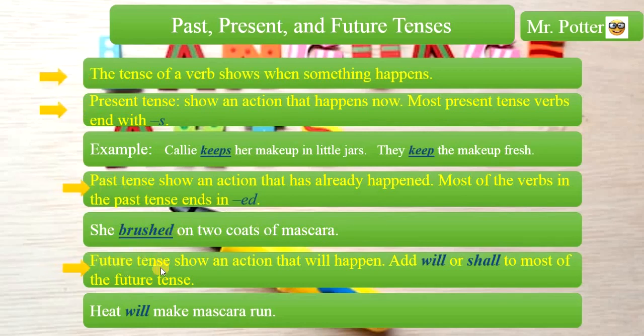Number 3. Future tense. What is a future tense? Future tense shows an action that will happen. In this case, you need to add will or shall, the mark of the future tense. For example, heat will make mascara run. In here, will is the future verb. Okay?